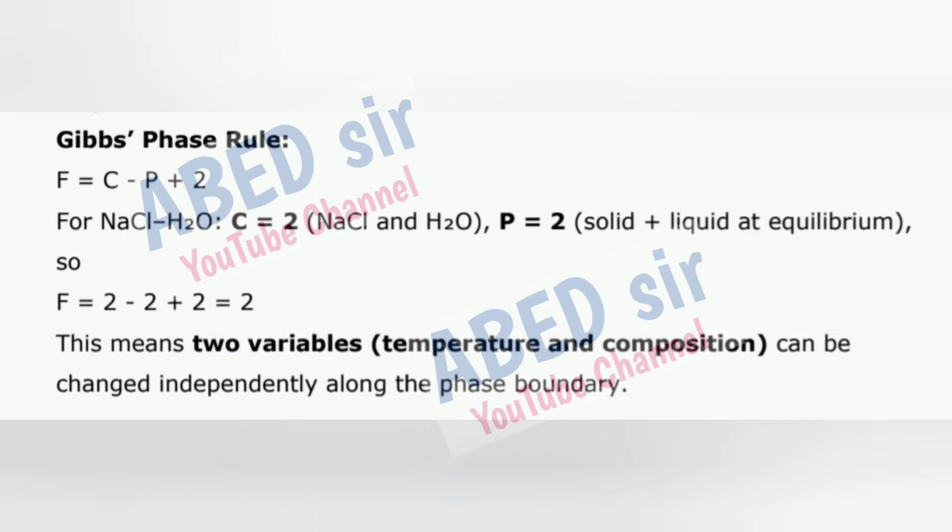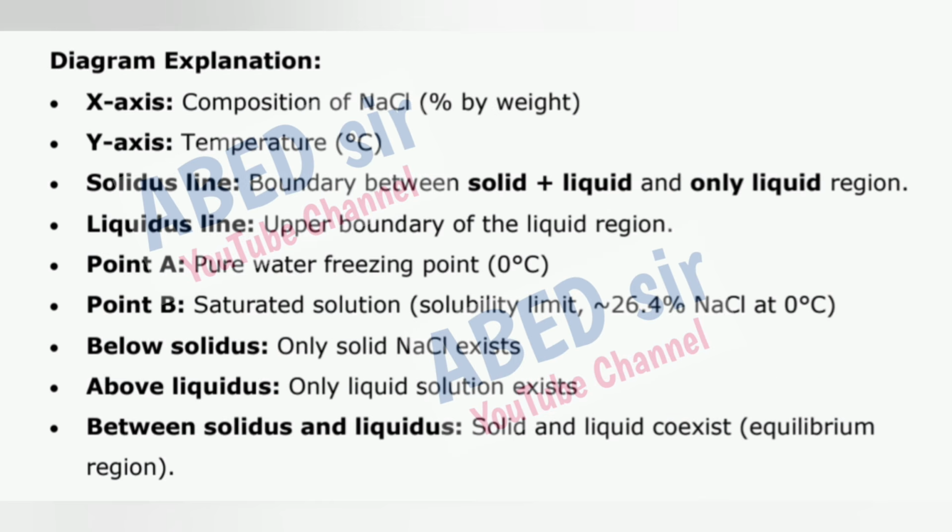For NaCl-H2O, C = 2, NaCl and H2O, P = 2, solid plus liquid at equilibrium, so F = 2 − 2 + 2 = 2. This means two variables, temperature and composition, can be changed independently along the phase boundary. Diagram explanation. X-axis, composition of NaCl, % by weight. Y-axis, temperature, degree C. Solidus line, boundary between solid plus liquid and only liquid region.